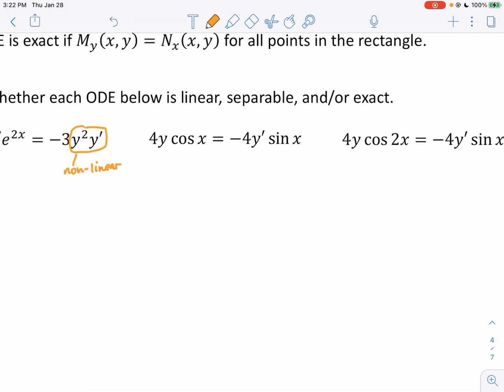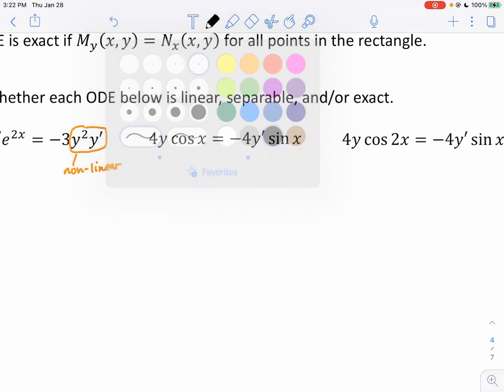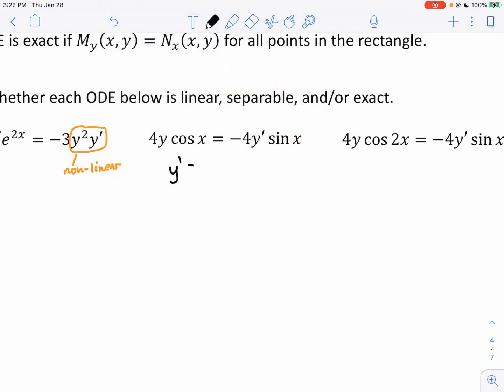Okay, the other one does appear to be linear. I can solve for y prime, just have to do a little bit of division, and I'll put the y prime first. Divide by the negative 4 sine x, we get negative cosine x over sine x, that's cotangent of x times y. So definitely this is linear because there's my a of x and my f of x is just 0. So we have y prime equals a function of x times y plus some other function of x, which could be the 0 function. So this is linear.